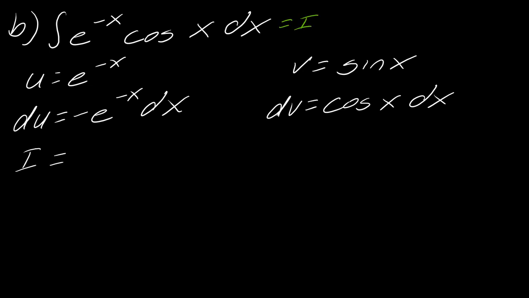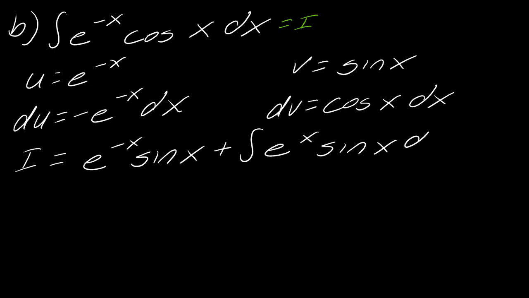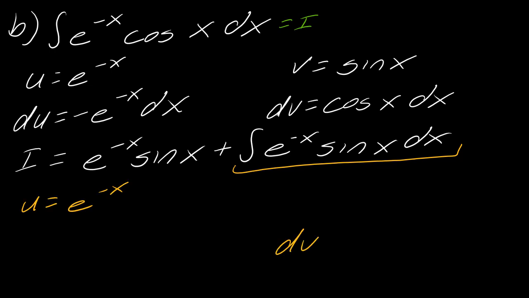So this is going to be I equals, so I've got my uv, so it's e to the negative x sine x minus my v du. So that'll turn this into a plus e to the negative x sine x dx. So this becomes a plus because my du is negative, so I just flipped it right here, okay? Okay, so now I start over, right? So I still can't evaluate this integral. That's why I have to start over. So I'm going to just use my integration by parts again.